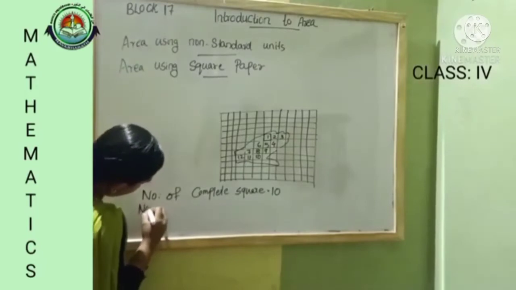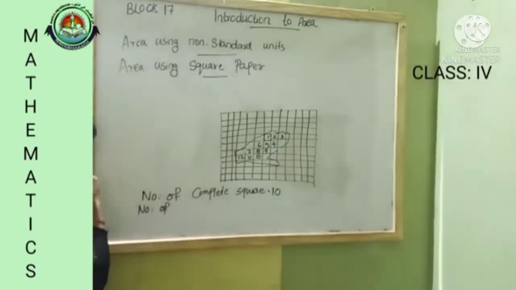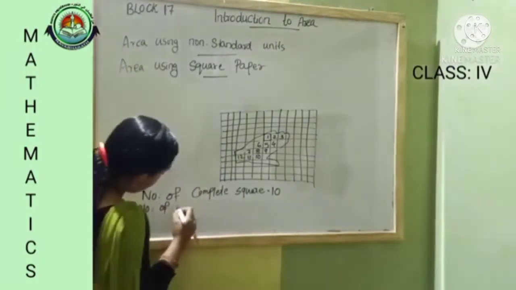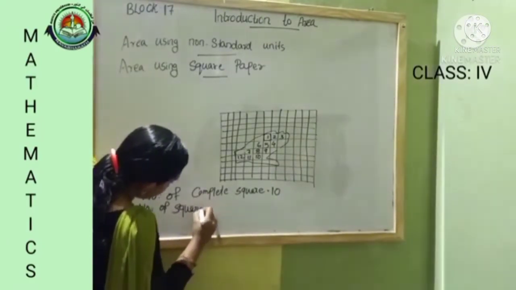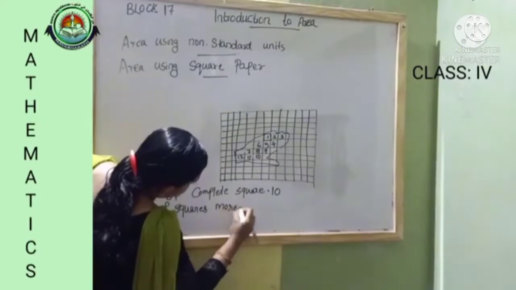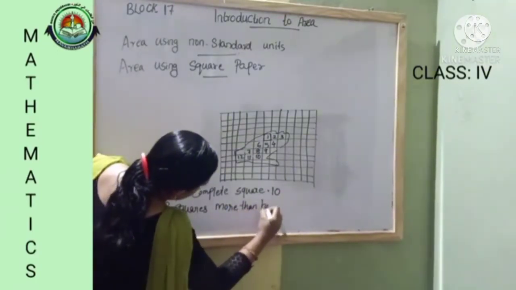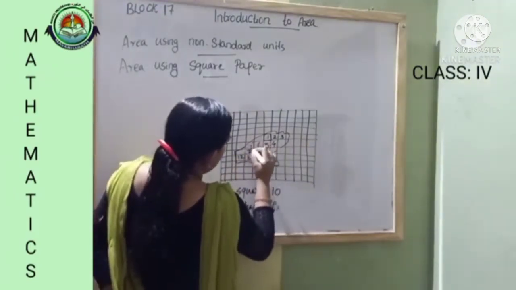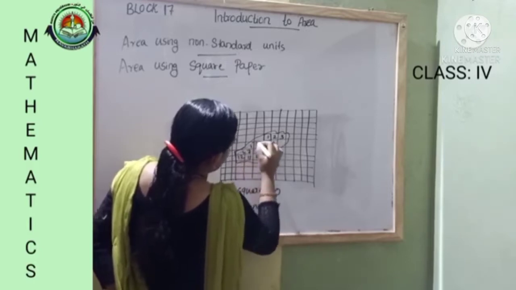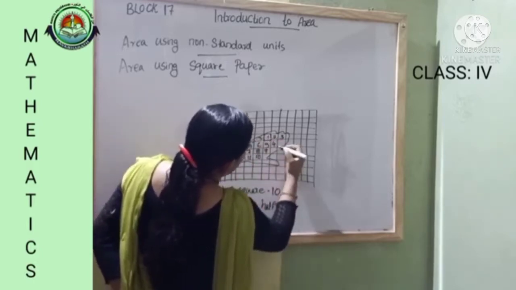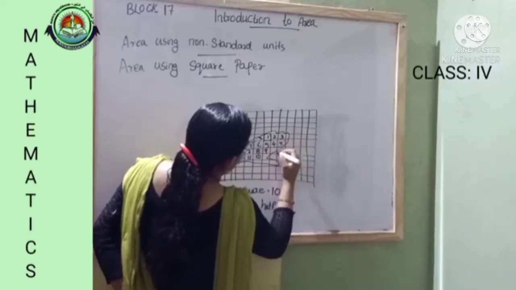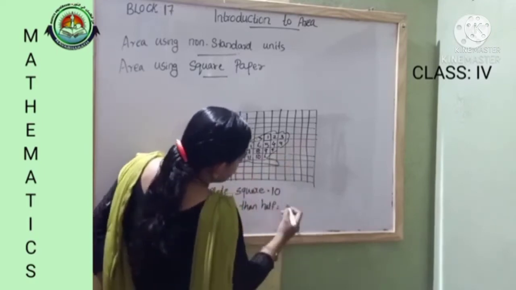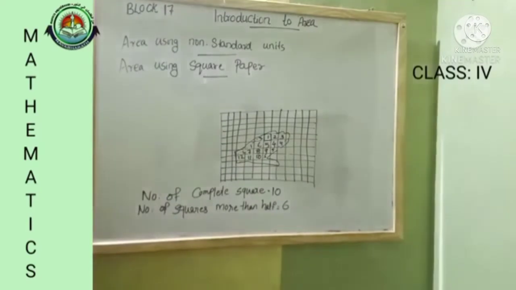Then number of squares more than half is equal to more than half. You just count it. This is more than half. 1. This is 2. 3. 4. 5. 6. 6 is the number of more than half squares.